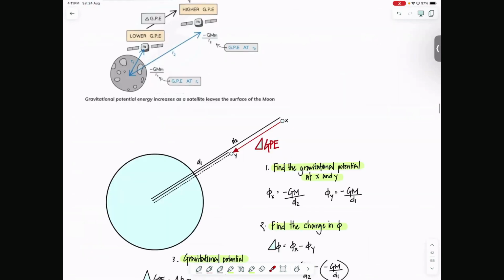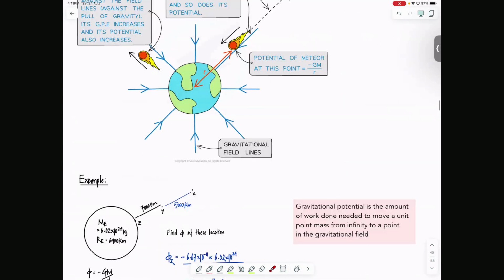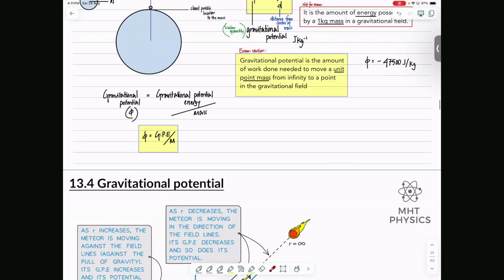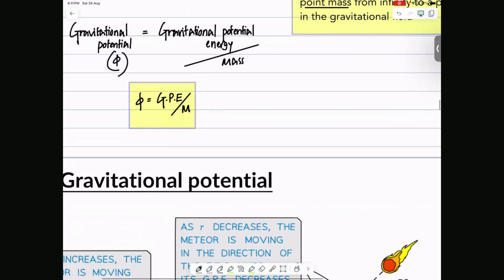What is the formula for GPE instead of potential? MGH, so change in GPE, or not change, the actual GPE. So what is the GPE of this calculator or this remote right now? Not potential, okay? I want to find the actual value of the gravitational potential energy here. And when I find the gravitational potential energy here, I'm finding it from which point?